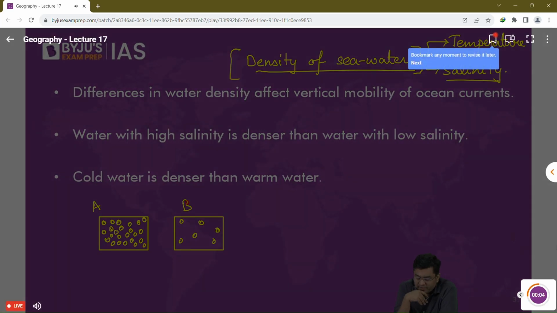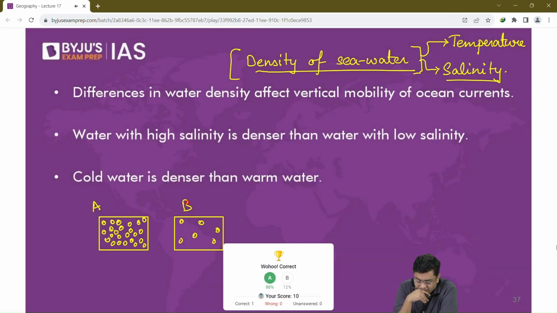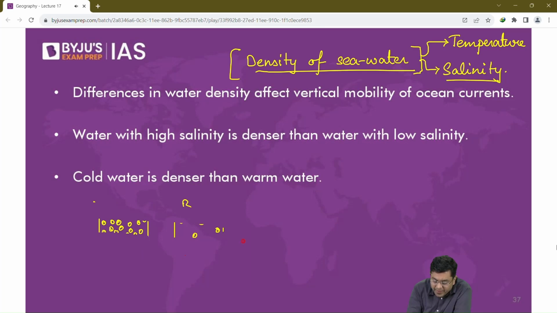Obviously. So Harmeet, please take a look into what density is first. Okay. So we have a very small minority for whom density is not clear. Density represents how closely the particles are packed. That is density. So here density in this case will be higher. A's density will always end up being higher. So density is contributed by temperature. Density is contributed by salinity as well.